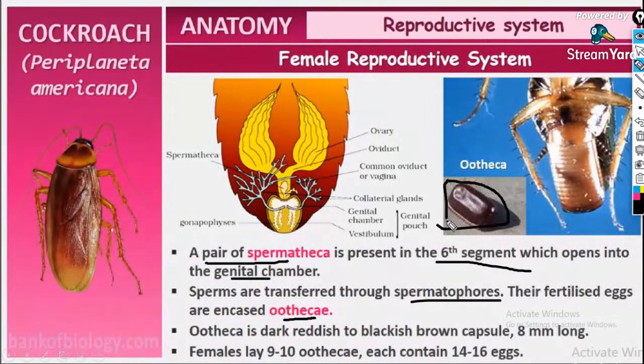All these ootheca you might have seen, right? Ootheca is a dark reddish to blackish brown capsule, 8 millimeter long. Females lay 9 to 10 ootheca and each contains 14 to 16 eggs.